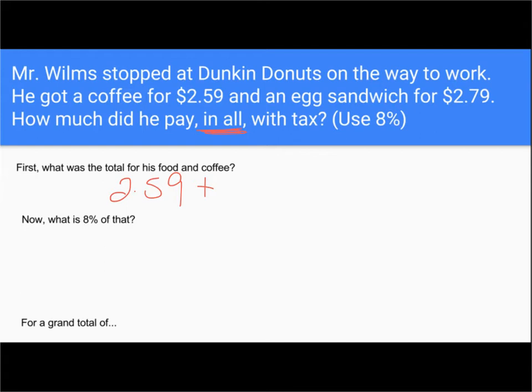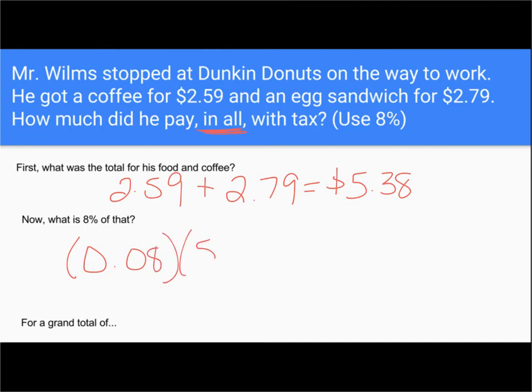Just working on my calculator. $2.59 plus $2.79 comes out to be $5.38. So he's going to be paying 8% sales tax on $5.38. So again, 8% as a decimal is 0.08 times $5.38. And that comes out to be 0.4304. Rounding to the hundredths place, a 0 next to a 0.43 isn't going to do anything to 0.43. So the tax is going to be 43 cents.